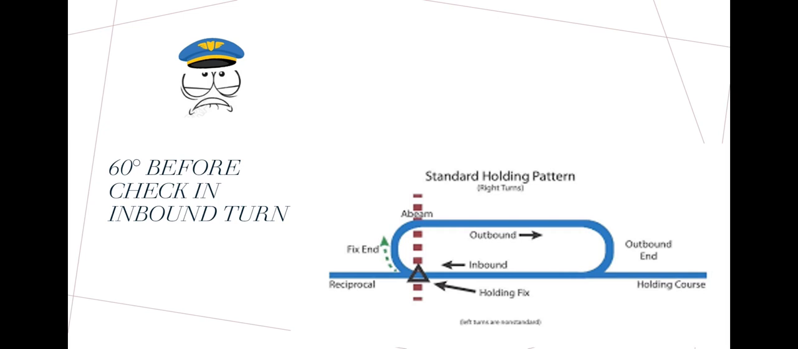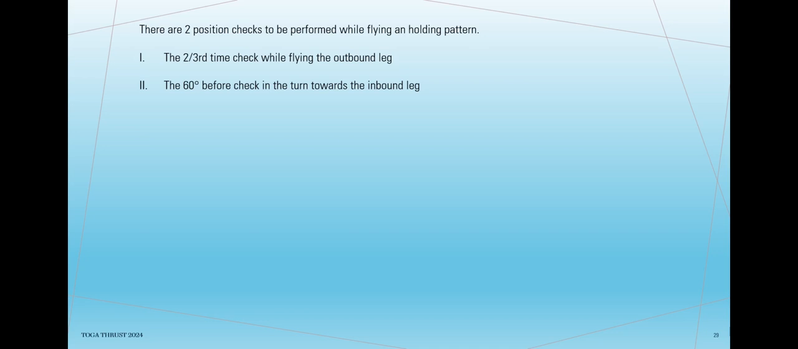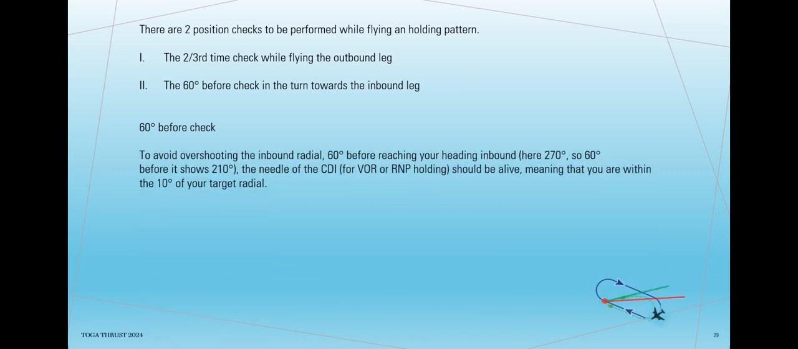60 degrees before check in inbound turn. To avoid overshooting the inbound radial, 60 degrees before reaching your heading inbound, here 270 degrees, so 60 degrees before it shows 210 degrees, the needle of the CDI, for VOR or RNP holding, should be alive, meaning that you are within the 10 degrees of your target radial.